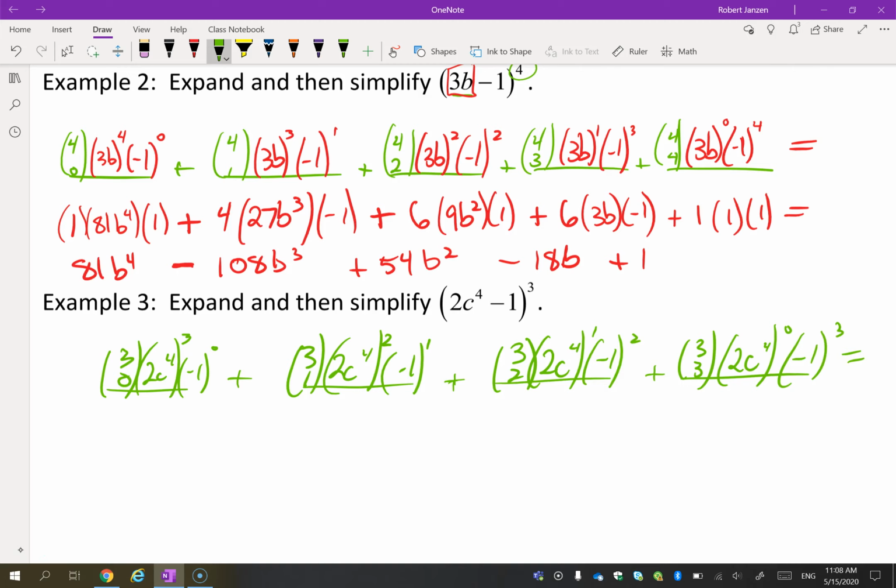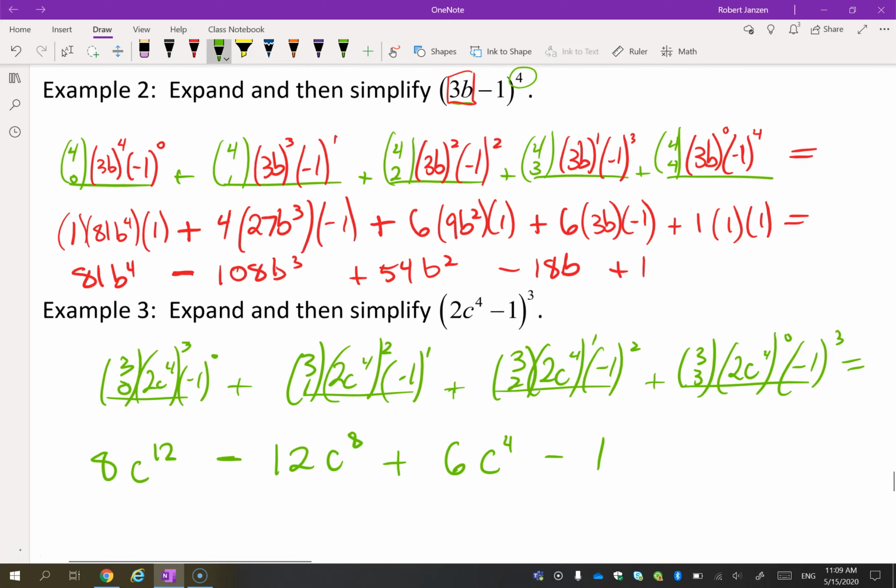Simplifying, we're going to get 8c^12 minus, okay, I'm kind of looking ahead a little bit there, so I'm going to get 12c^8 plus 3 choose 2, that's 3, and so that's going to be 6c^4, and then 1 times negative 1 would be negative 1. Okay?